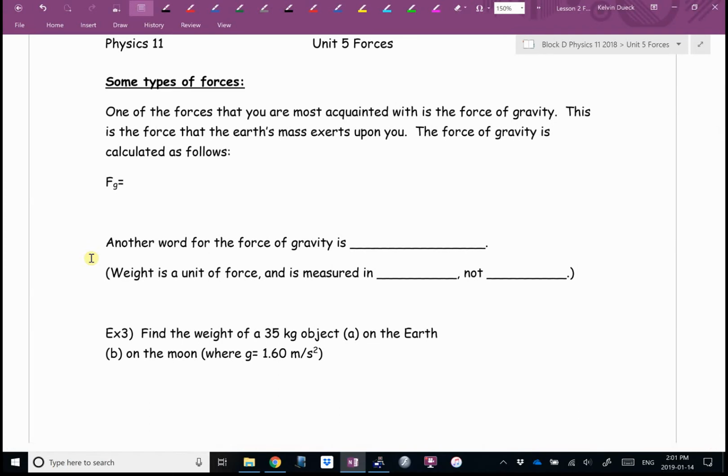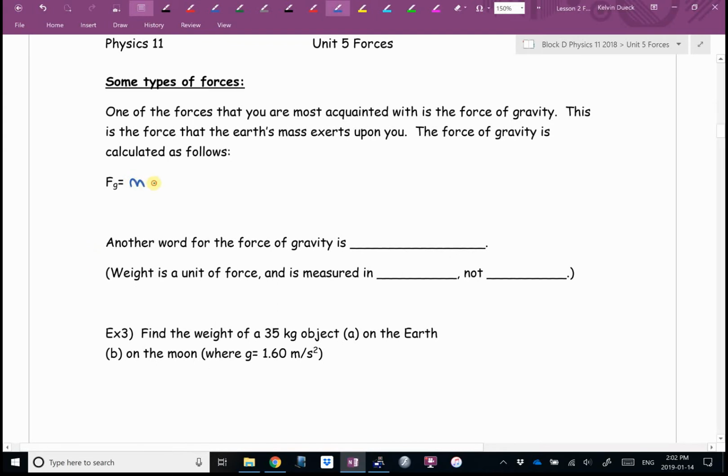Some types of forces, Savannah. One of the forces that you're most experienced with is the force of gravity. You've known it all your life, unless you, like me, have jumped out of an airplane. I mentioned I jumped out of an airplane. This is the force that the Earth's mass exerts upon you. And the force of gravity is calculated as follows. Well, first of all, F equals what? Ma. And we use the letter G for the acceleration due to gravity.